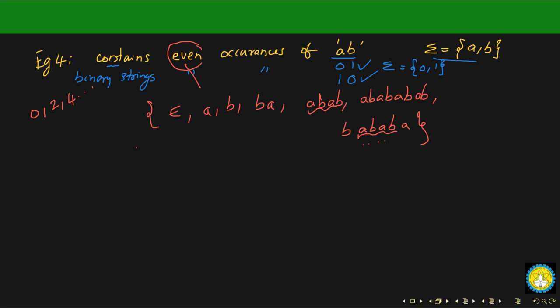So let's begin. The initial starting state Q0 should be a final state also, because epsilon has to be accepted. Epsilon does not contain any ABs. That means it contains 0 ABs, and 0 is an even number, and therefore epsilon should be accepted. That's why we are drawing the initial state itself as the final state.